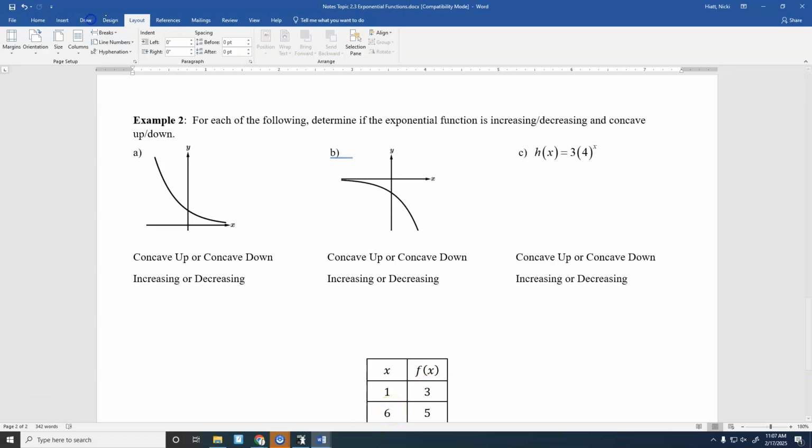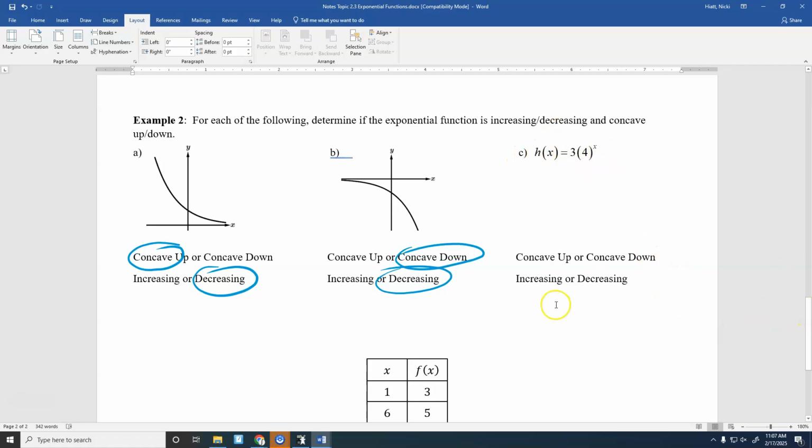All right, let's keep going so we can get this done. For this one, Kendall, what have we got? Is this one concave up or concave down? Concave up. Is it increasing or decreasing? Decreasing. Very good. Peyton, what about B? Concave up or concave down? Down. Concave down. And increasing or decreasing? Decreasing. Concave down, decreasing. This is the credit card situation you do not want to get yourself into.